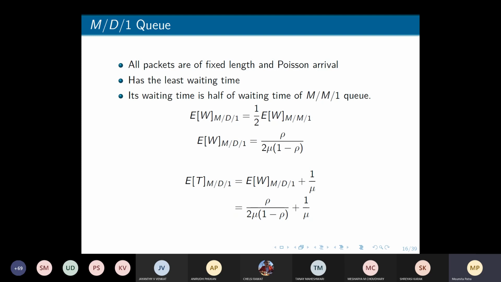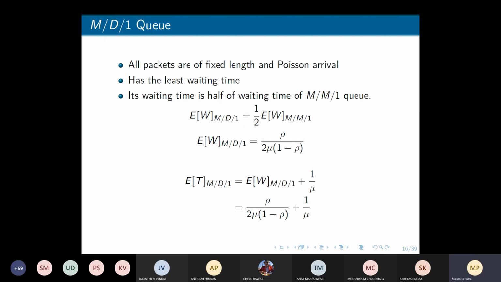Now let's get to the next type of queue. We have done the simplest kind of queue as of now, that is M/M/1, where you had Poisson arrivals and the service time distribution followed an exponential distribution. That was the kind of queue we were looking at, and you had only one server. Now we are looking at a variation of this kind of queue.